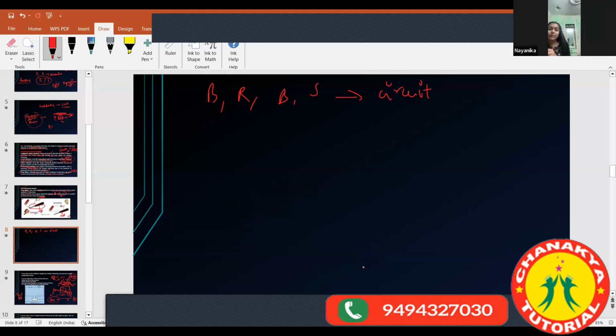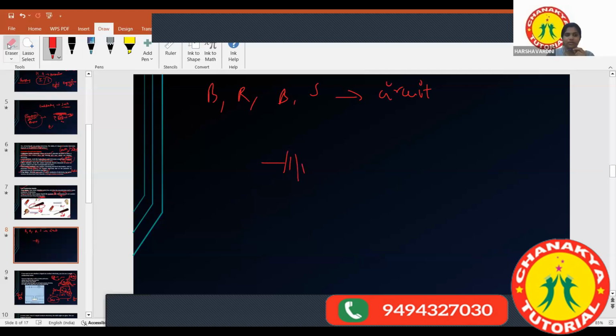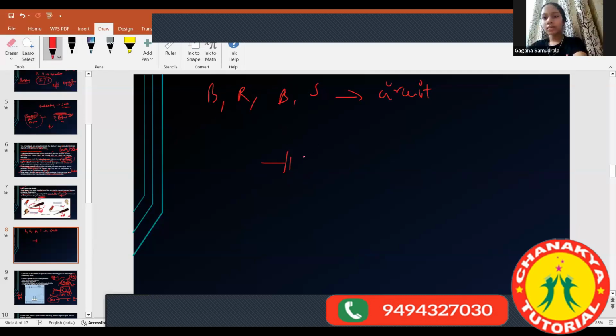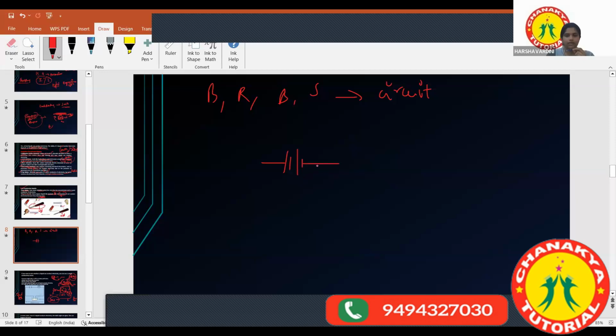First add the battery, ma'am. Okay, I'll have a battery. Is this a battery? Ma'am, it is a cell. No, this is a cell, and now this is a battery. Very good. Then you connect wires to a switch. Okay, we'll have a switch. Just think of this as a switch.